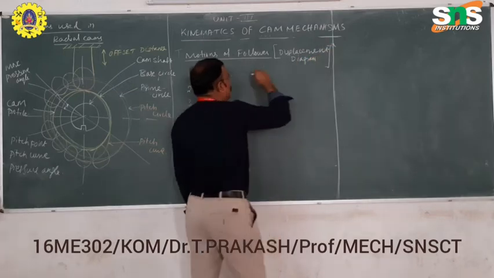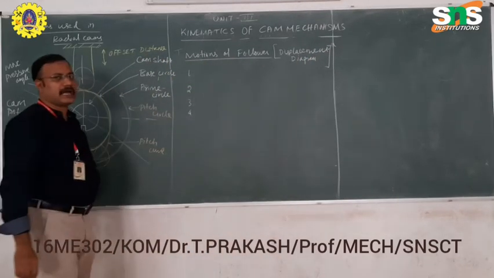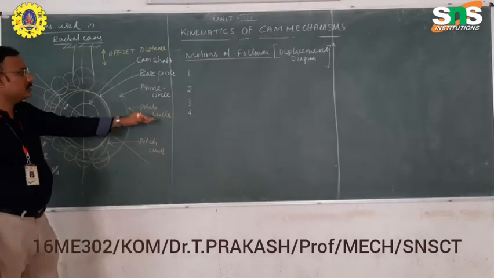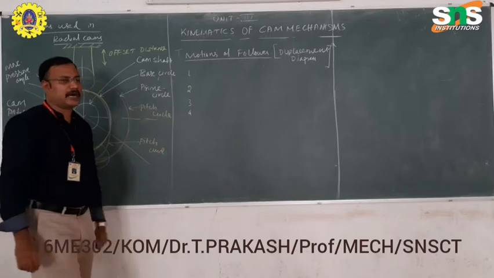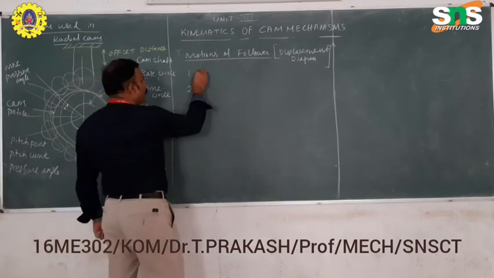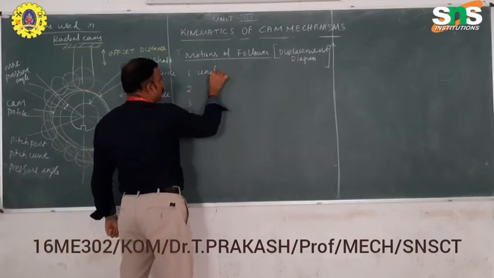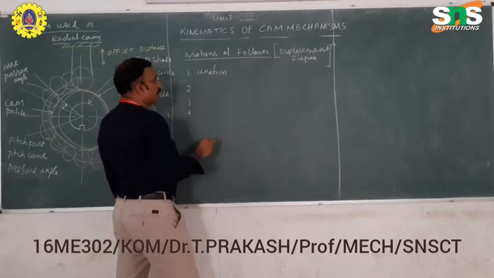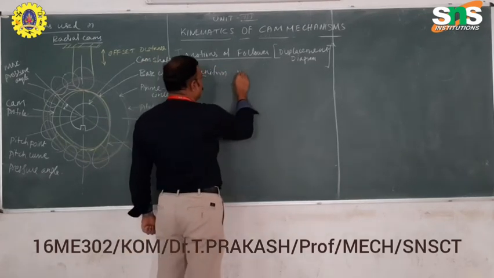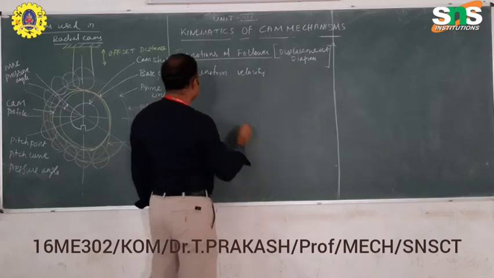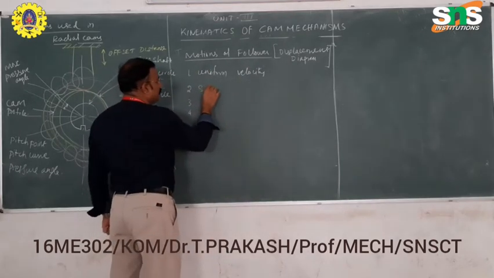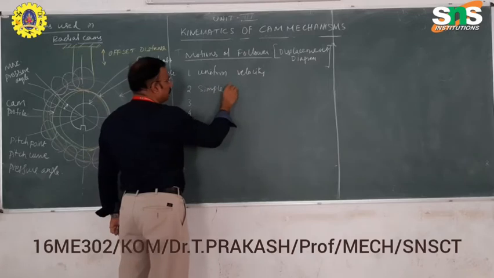The follower follows some path. Some follower motion should take place, therefore it follows some displacement path. The first one will be uniform velocity, where the motion followed by the follower is under uniform velocity. Then the simple harmonic motion.